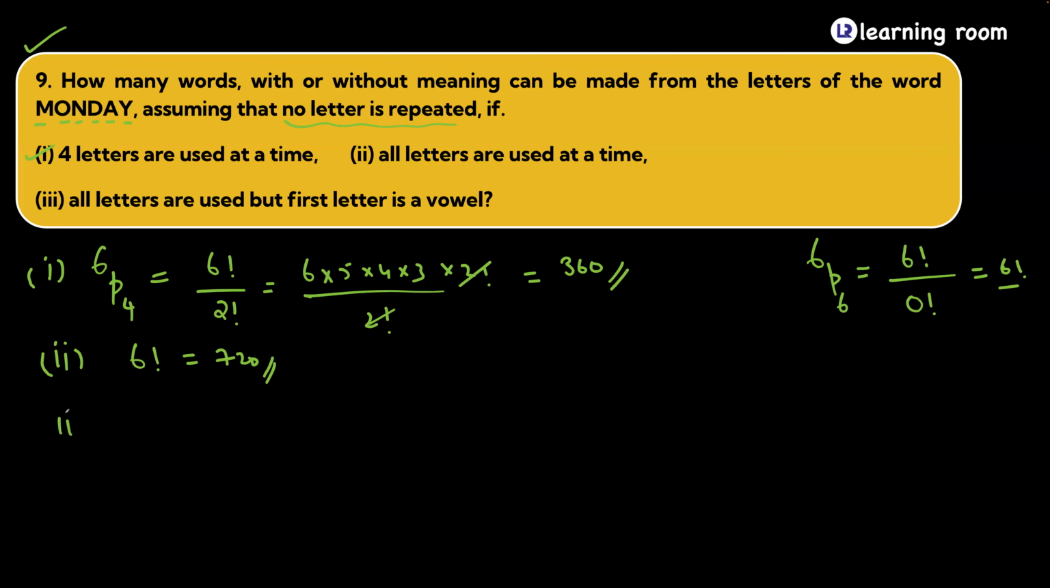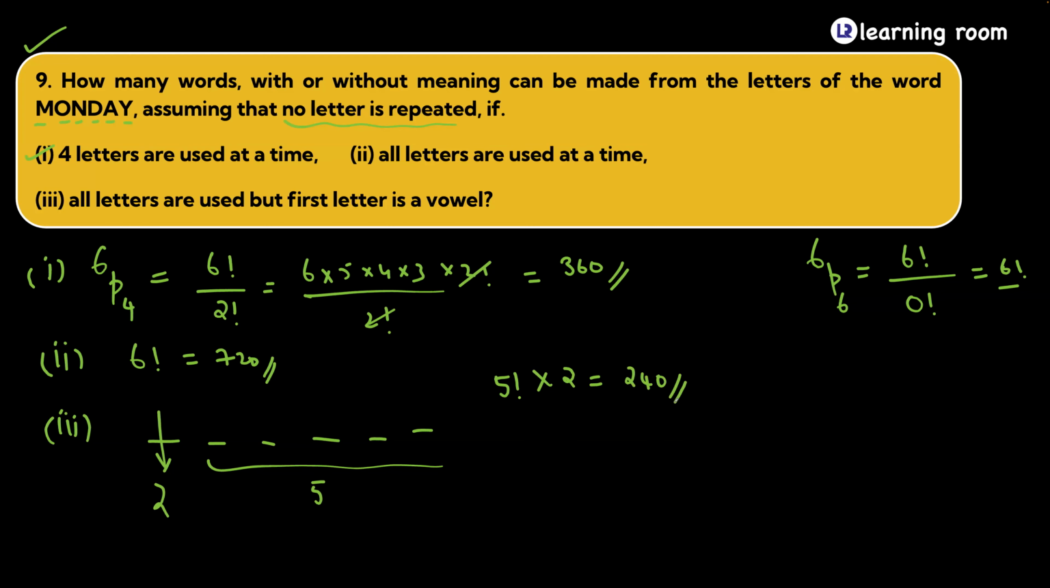Right? And third, all letters are used, but the first letter is a vowel. So 1, 2, 3, 4, 5, 6. Out of the 6 letters, you need to ensure that the first letter should either be A or O. So this can be filled in 2 ways. So how many blank spaces do you have? 5 blank spaces. How many letters do you have? You have 5. So 5P5 is going to be 5 factorial. The remaining 5 letters can be arranged among themselves in 5 factorial ways. So 5 factorial multiplied with 2, that is 120 into 2, which is 240. That is the answer. Clear?